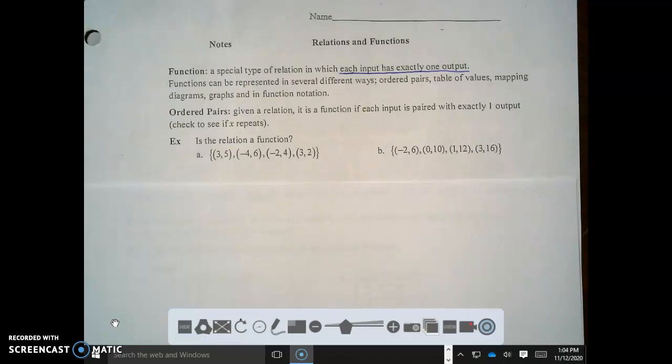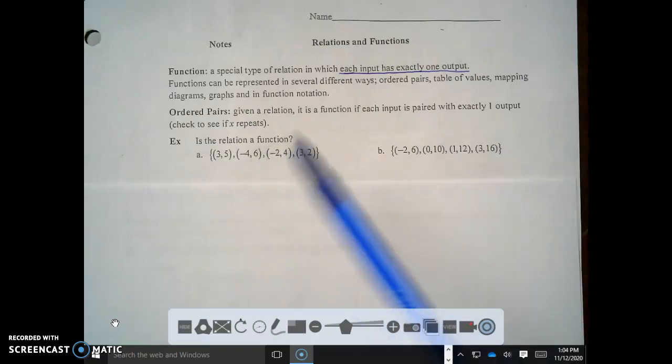So it's a pretty short definition. A function is a special type of relation in which each input has exactly one output. That's all you have to look for. And the second line just says what we already know. They can be represented in several different ways: ordered pairs, tables, mappings, and graphs. So, is the relation a function?